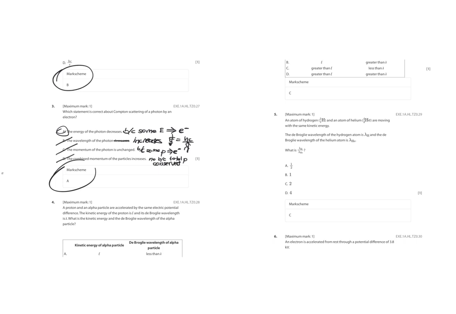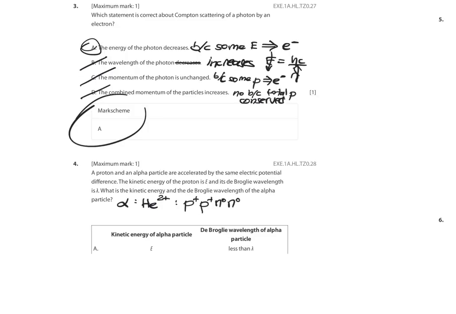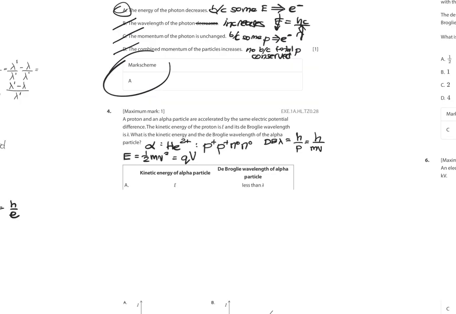Well, let's remember that an alpha particle is a helium nucleus with 2 protons and 2 neutrons. And the de Broglie wavelength is h over p, given by our data booklet, and p equals mv. So we're comparing kinetic energy and de Broglie wavelength of the alpha particle. They're accelerated by the same potential difference. So we know that energy is qV, which is 1/2 mv squared. It's not actually asking about the velocity, it's just asking about the energy.